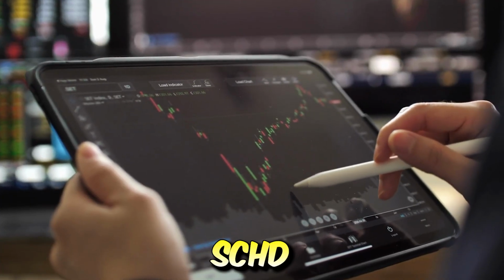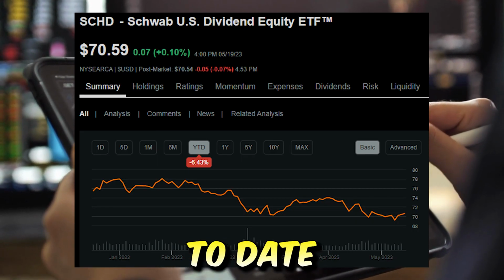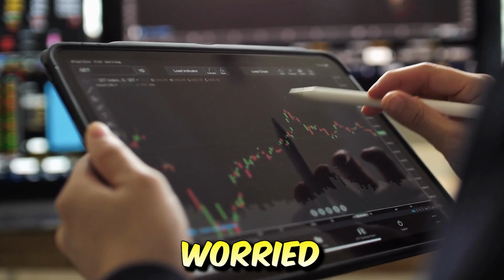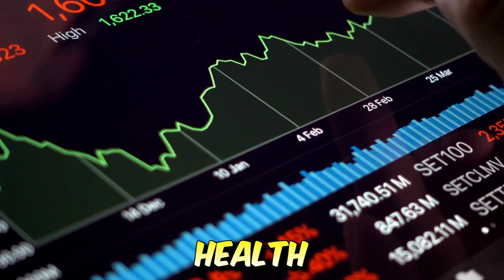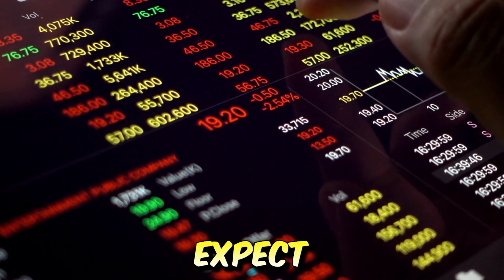But with the way that SCHD has been recently trading, even hitting a fresh new year-to-date low as of recently, the popular ETF has some investors worried about the ETF's long-term health and also questioning the safety of the dividend and what to expect long-term.